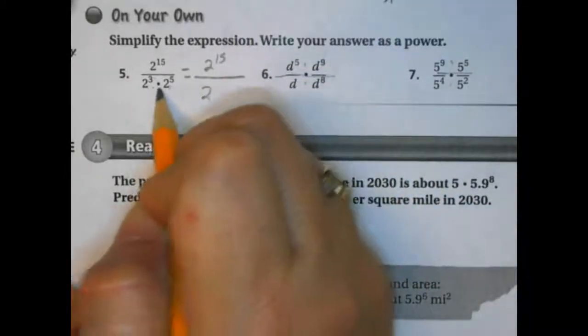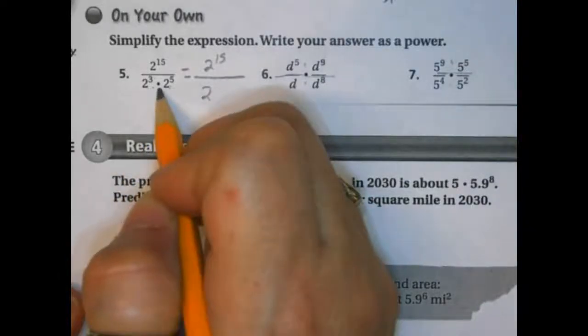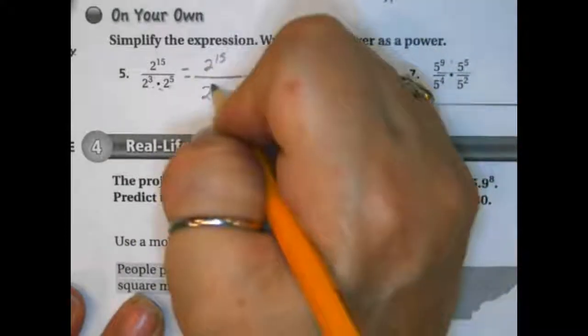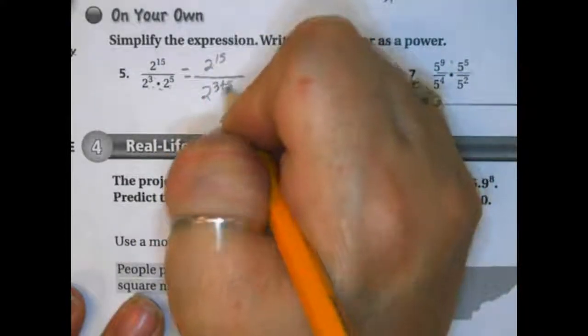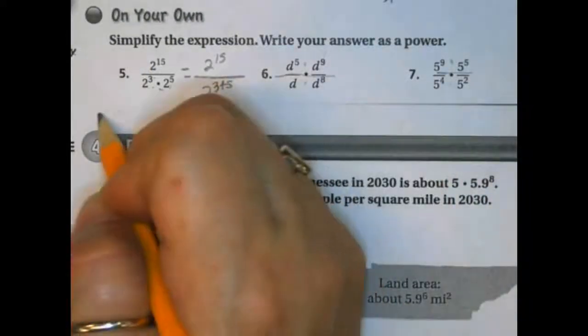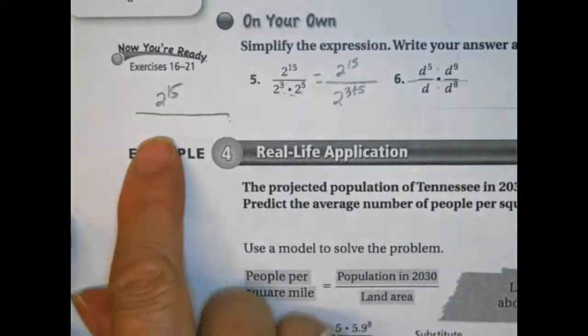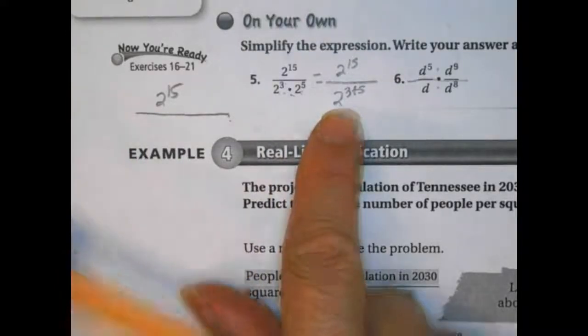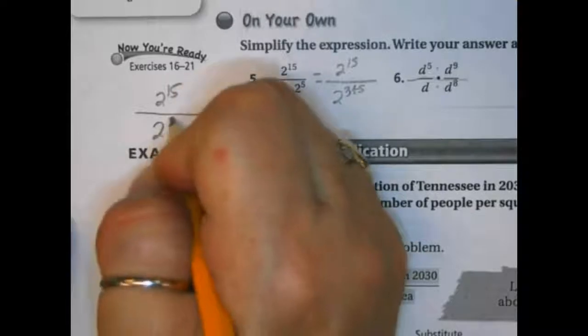Why am I adding them and not dividing or anything else? Because it's simply multiplication, right? So 3 plus 5. Okay? So that gives me a new problem. I'm going to keep going over here where I have more space. It gives me 2 to the 15 up here. And what does it give me on the bottom? What's my bottom? 2 to the what? 2 to the 8th.